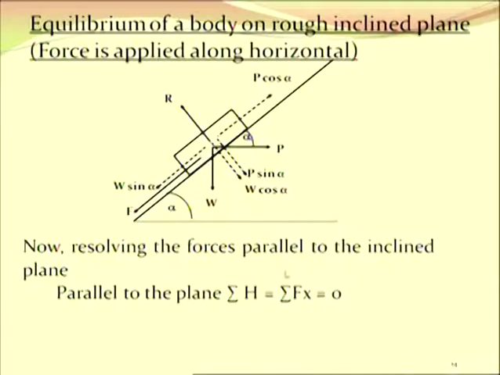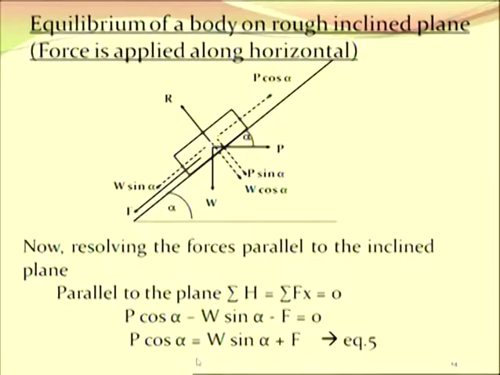Now resolving the forces parallel to the inclined plane, we have sigma Fx equal to 0. There we have P cos alpha acting in the positive direction of x, W sin alpha acting in the negative direction of x, and frictional force F also acting in the negative direction of x. So putting these values, P cos alpha minus W sin alpha minus F equals 0. So P cos alpha equals W sin alpha plus F, which becomes equation number 5.